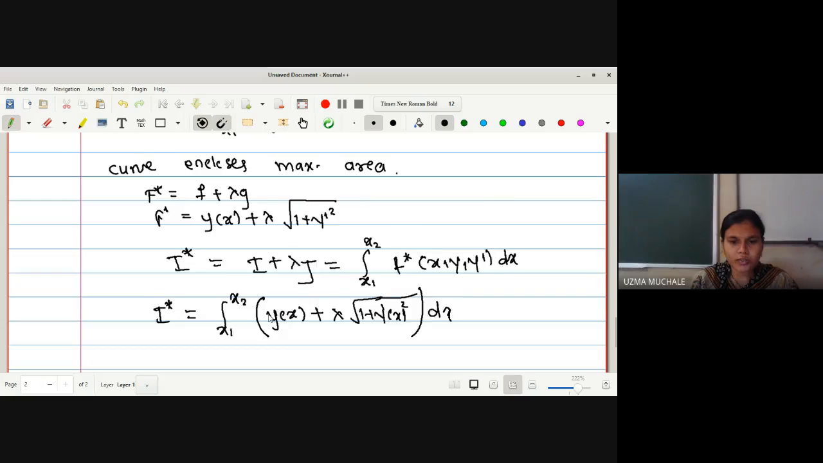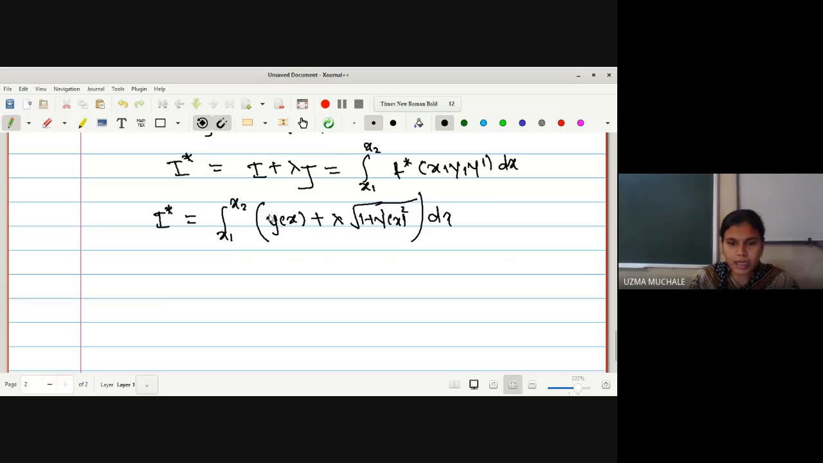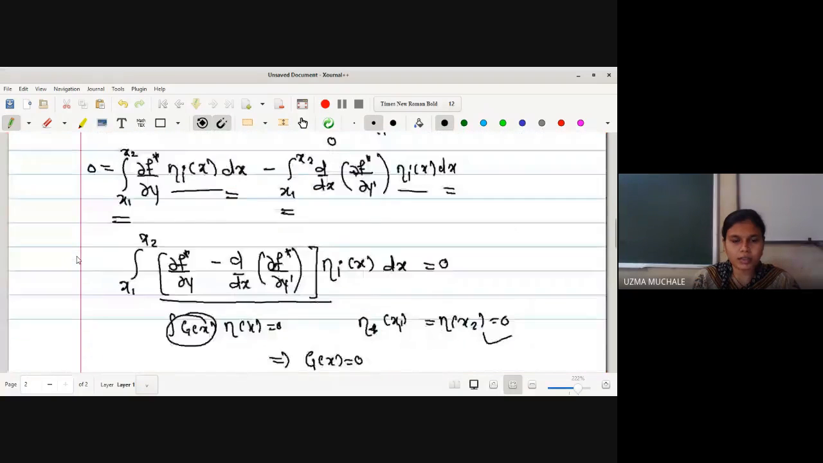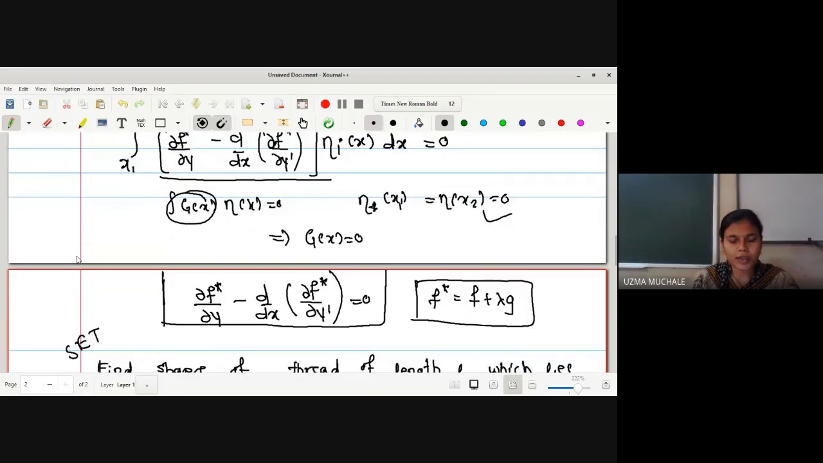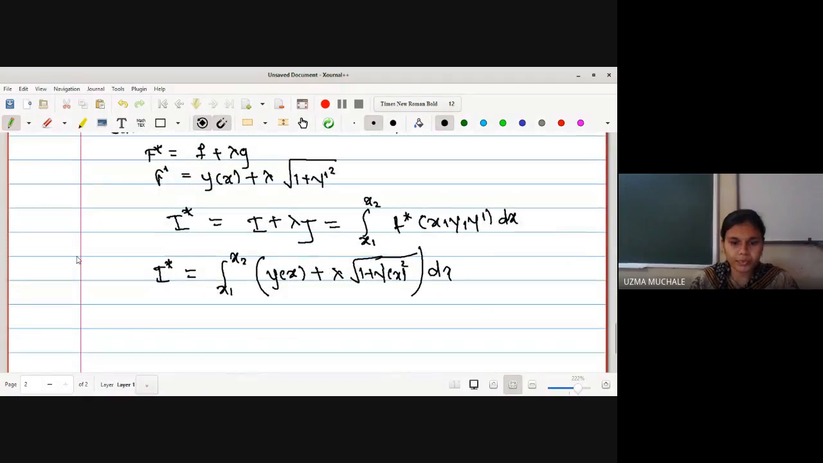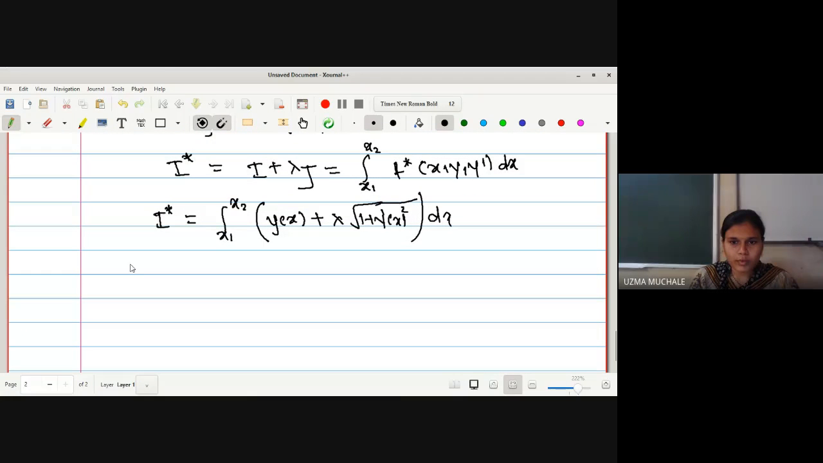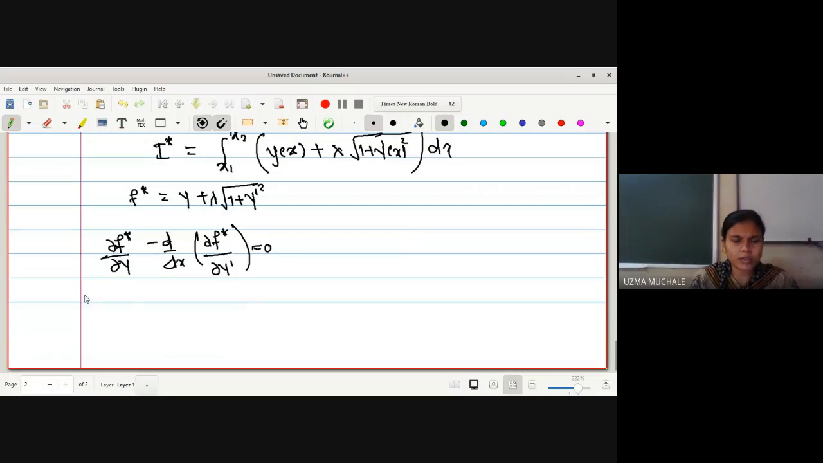Now for extremization of this I star, what should be the condition? The integrand f star must satisfy the Euler-Lagrange equation. Just now we have seen that for extremization, the integrand must satisfy this equation: partial of f star with respect to y minus d by dx of partial of f star with respect to y dash should be equal to 0. So f star is y plus lambda times the square root of 1 plus y dash square. Now you have to find the answer. F star with respect to y, what will be the derivative?